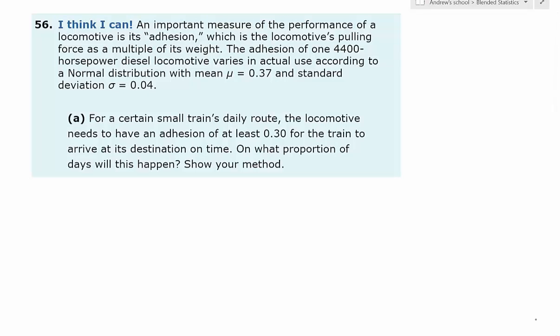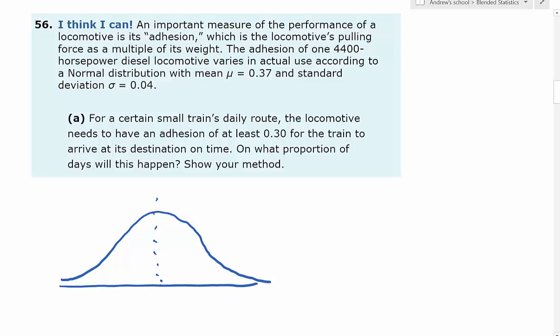We're told that this locomotive has something called adhesion, which follows a normal distribution with a mean of 0.37. We also know that its standard deviation is 0.04. The first part of the question asks us to find the probability that the train has an adhesion of at least 0.30. So 0.30 is way down here, more than one standard deviation below the mean, and we want to know the probability of it being greater than 0.30.